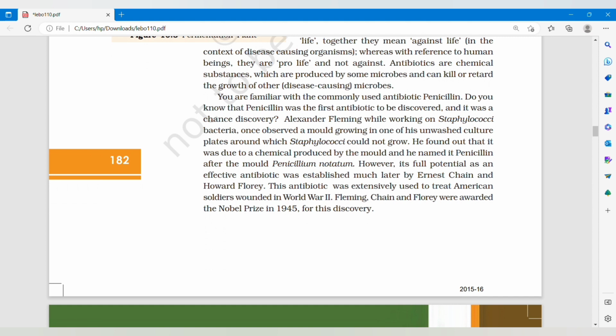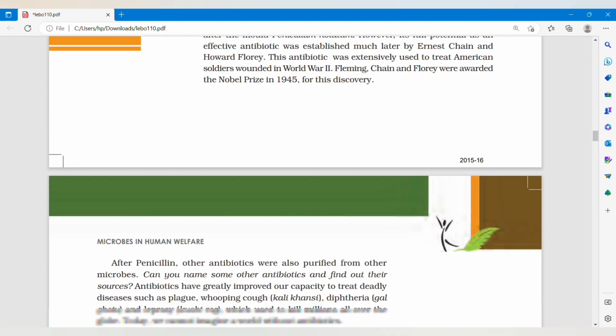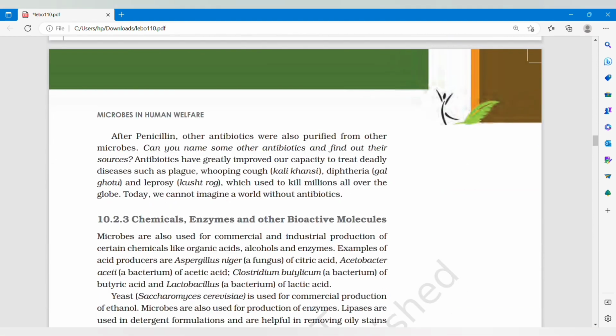He found out that this was due to a chemical produced by the mold, and he named it penicillin after the mold, Penicillium notatum. However, its full potential as an effective antibiotic was established much later by Ernst Chain and Howard Florey. These antibiotics were extensively used to treat American soldiers wounded in World War II. Fleming, Chain, and Florey were awarded the Nobel Prize in 1945 for this discovery. After penicillin, other antibiotics were also purified from other microbes.